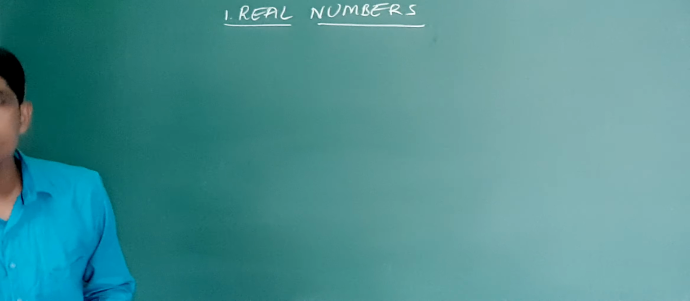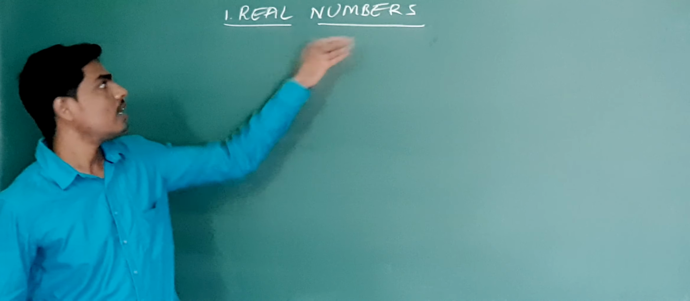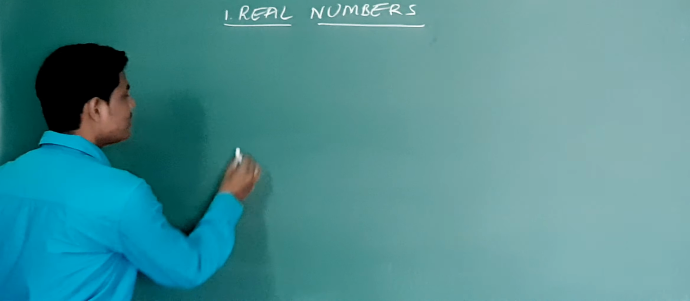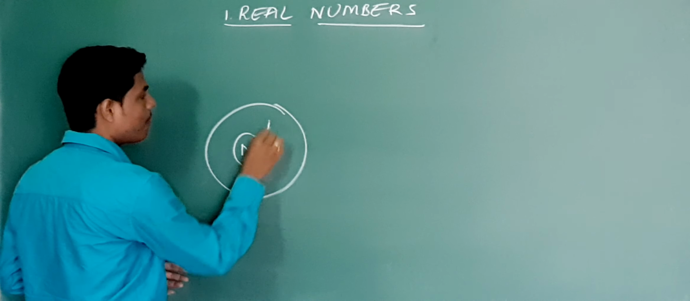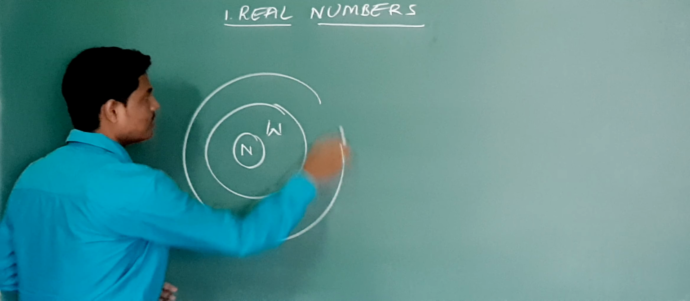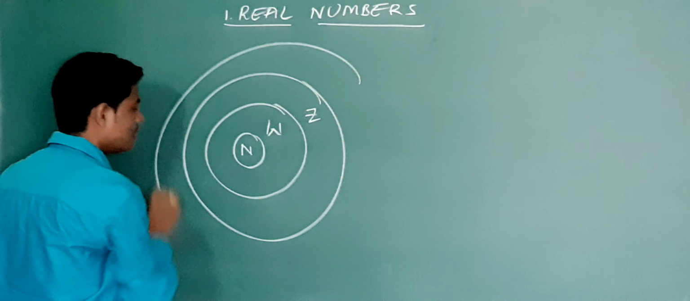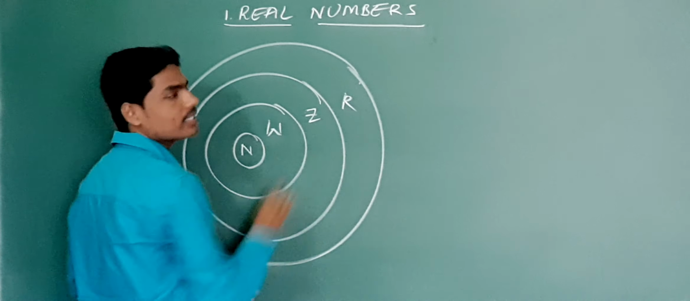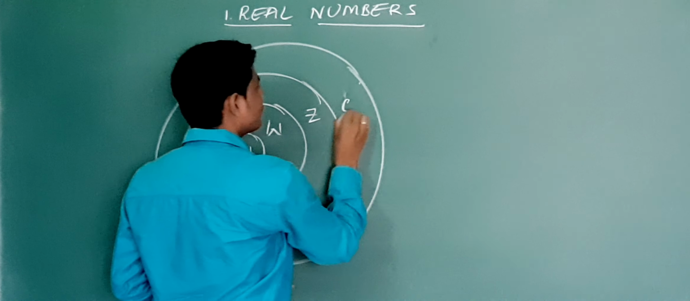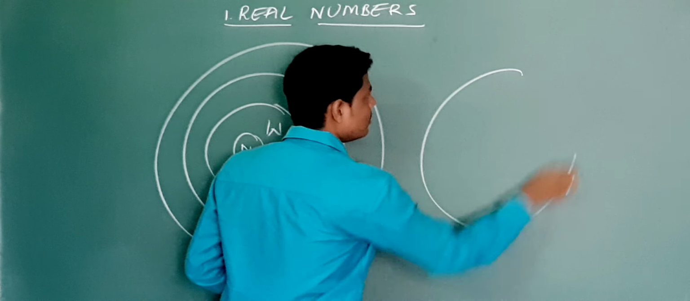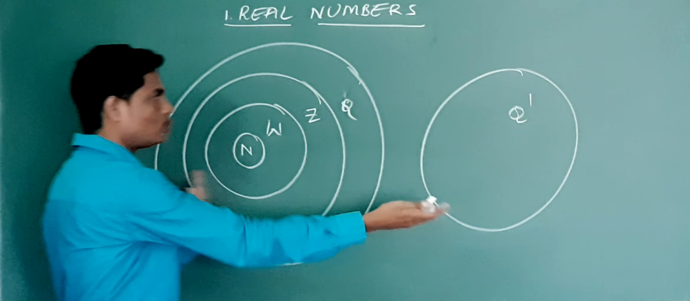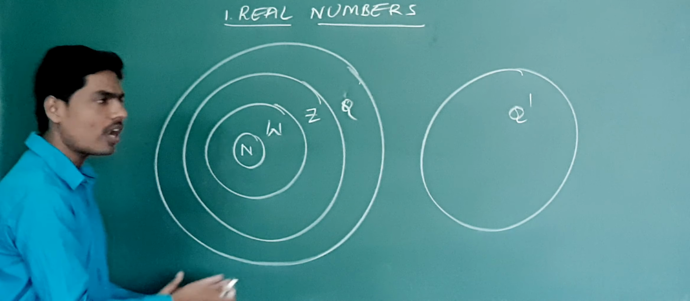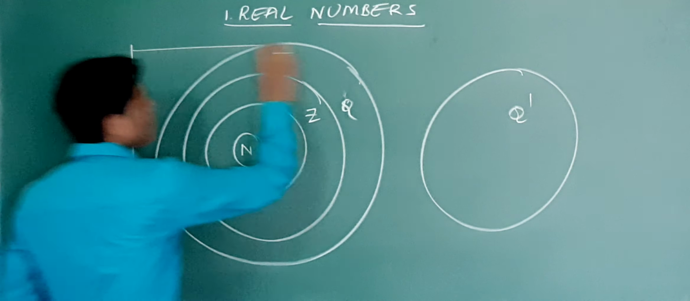An overview diagram for these real numbers. See here. It is natural numbers and whole numbers, and integers and rational numbers. And these are irrational numbers. And the combination of these two types of numbers is called as real numbers.